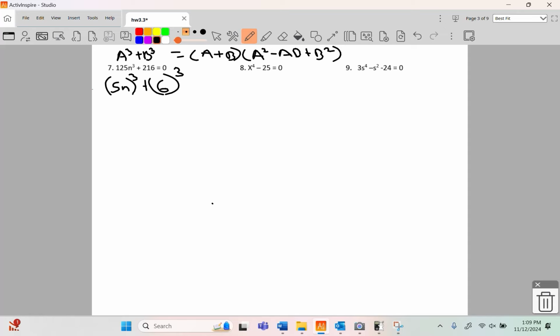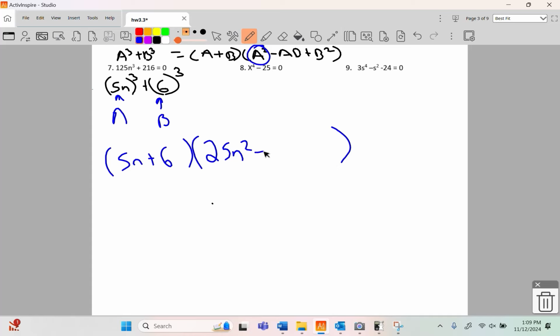So the reason I looked at it as 5n cubed plus 6 cubed is so I can get what letters? A and what? A and B. That's A, that's B. I just plug in. First factor is 5n plus 6. What's the first thing in the next factor? 25n squared. That's right. She squared it. 5 times 5 is 25, times n squared. Minus, there's a minus.